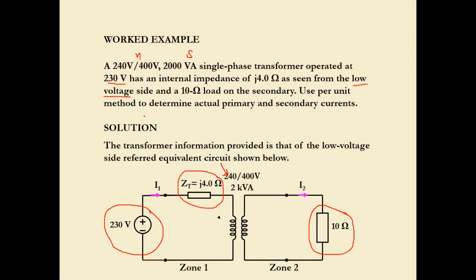So they use the per unit method to determine the actual primary and secondary current. So we are instructed to find the values of I actual, I1 actual, and I2 actual. Okay. So the transformer information provided is that of the low voltage side referred equivalent circuit shown below. So this is what we see from the low voltage or primary side of the transformer. So this is the location of ZT, okay, J 4.0.